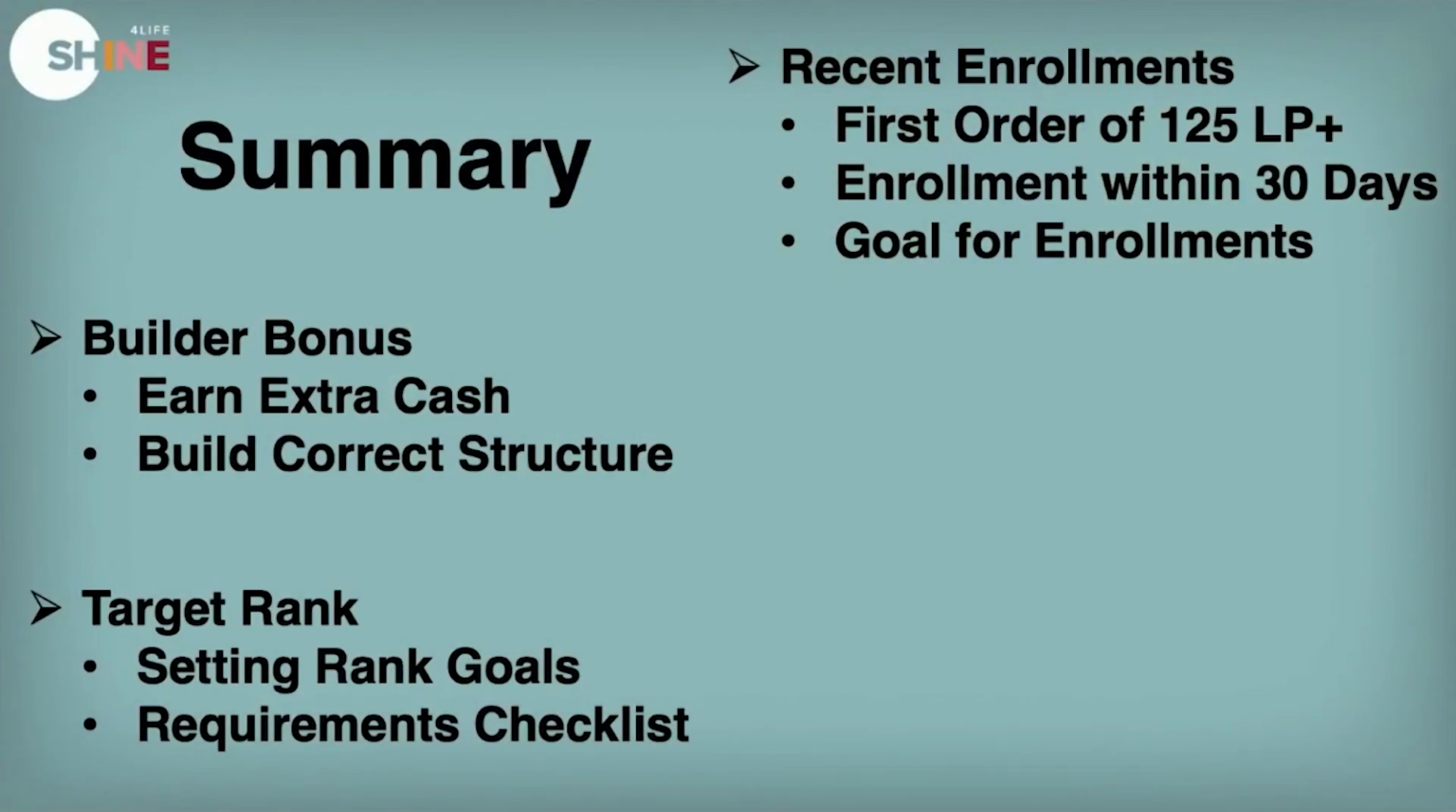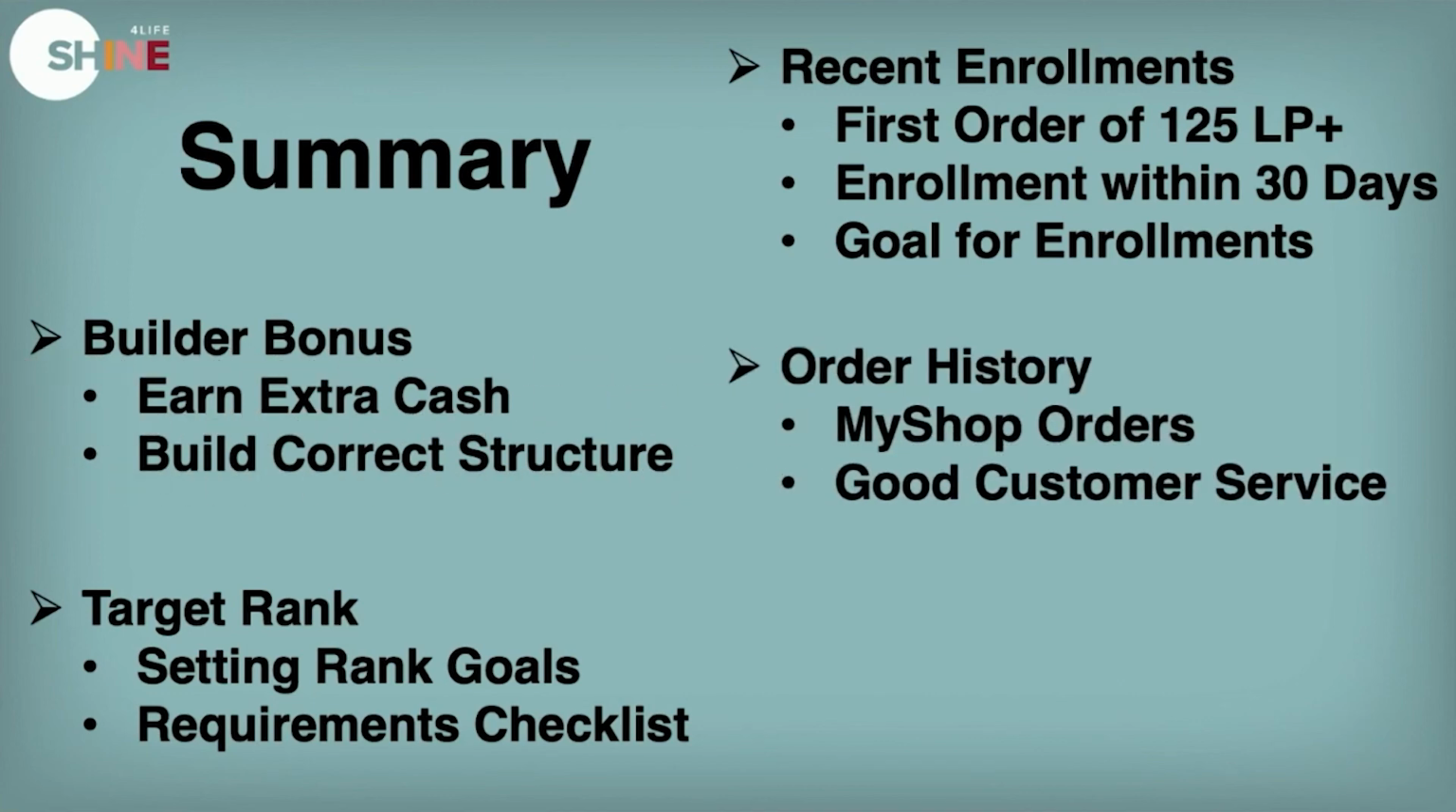And then the third one on that recent enrollments is to be able to know how many enrollments you have in your first 3 levels each month and setting a goal for how many you want to achieve so that you can advance in rank more quickly. Then we looked at the order history report. And again, the key thing here, my shop orders. These are your customers. You want to make sure that they have a good customer experience so that they are more likely to return and make a purchase from you again in the future.